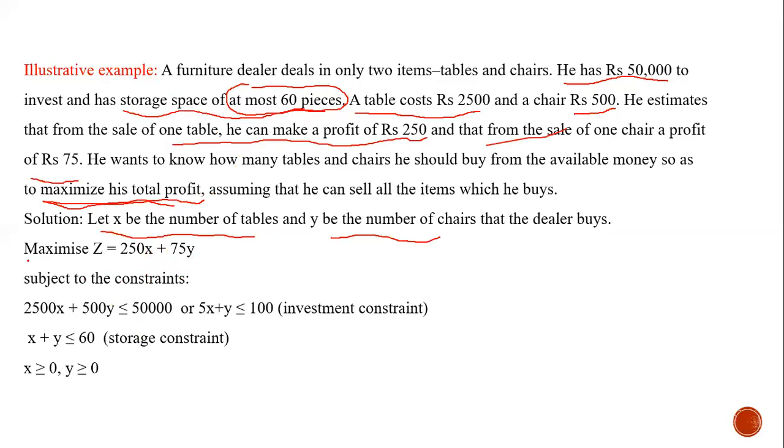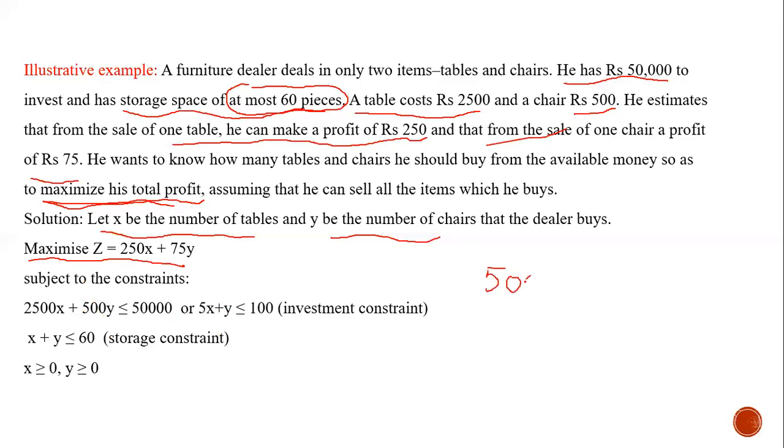So first comes the objective function, and then this objective can be achieved subject to the constraints. So here the constraints are the investment constraint and the storage constraint. Now, before solving it mathematically, let us think that a furniture dealer wants to invest only on chairs. Then he has 50,000 to invest.